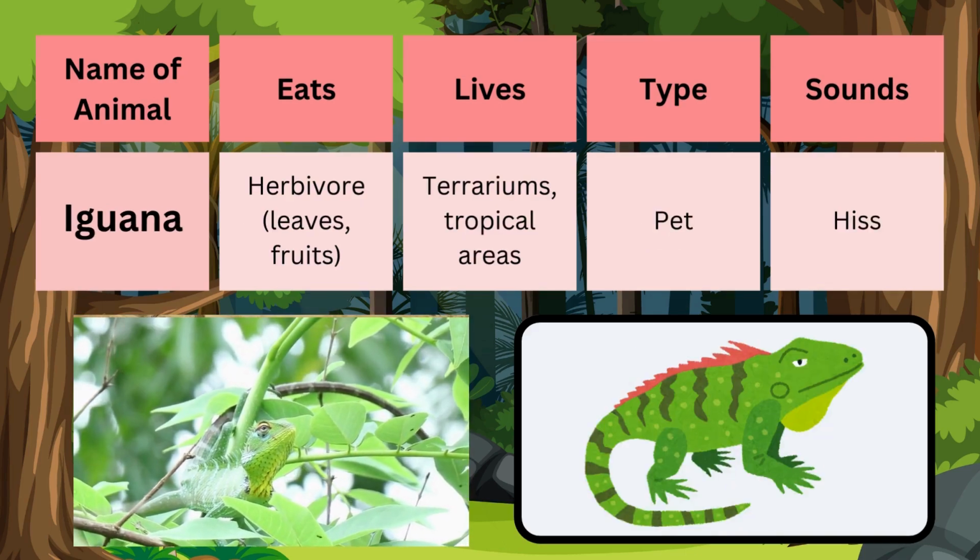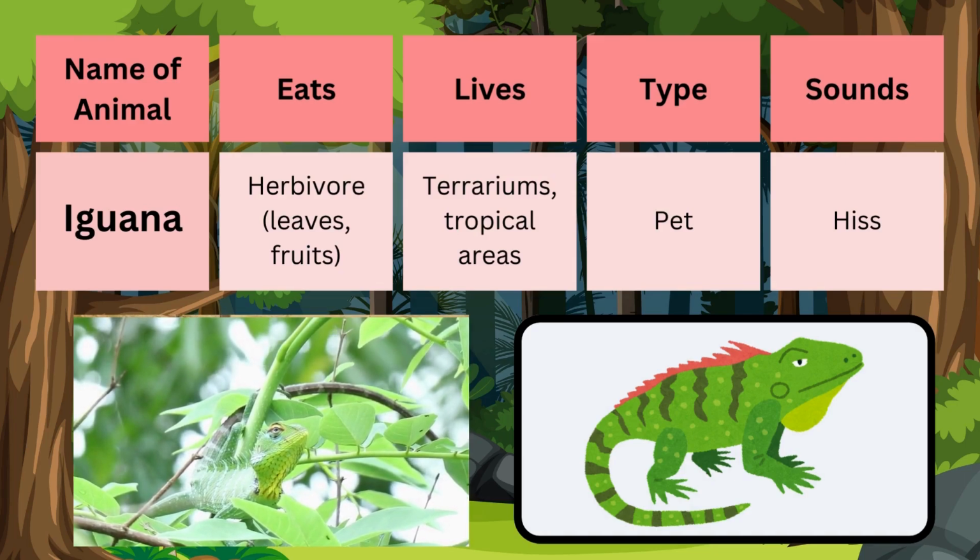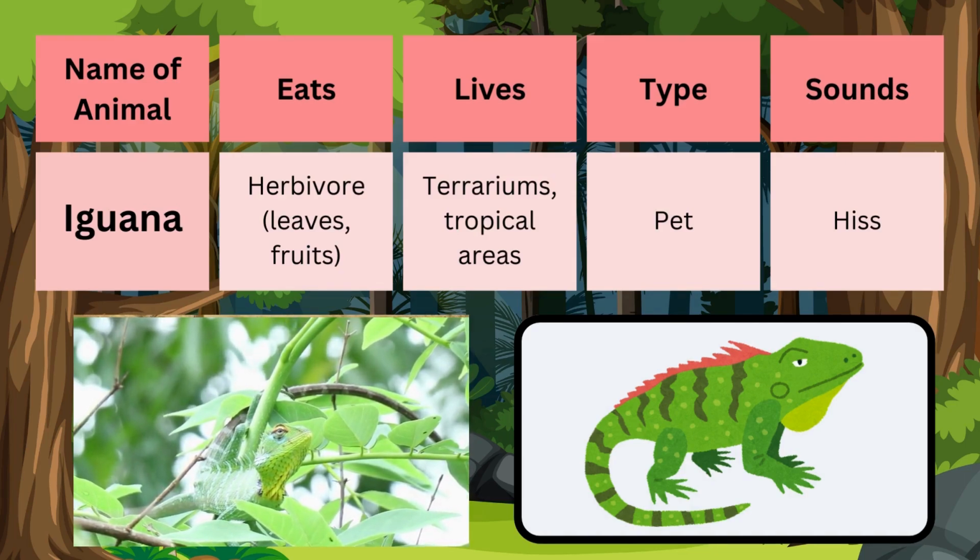Iguana. Iguana eats herbivore leaves, fruits. Lives in terrariums, tropical areas. Iguana is a pet. Sounds.